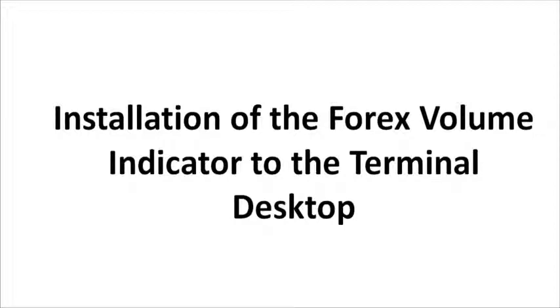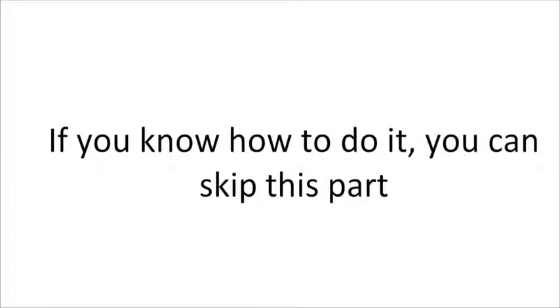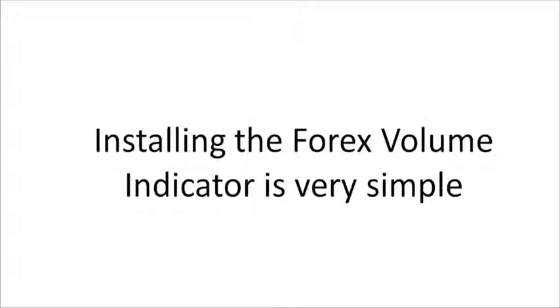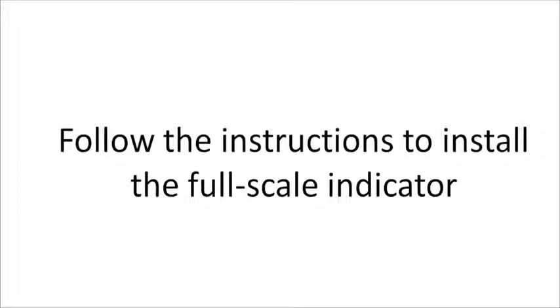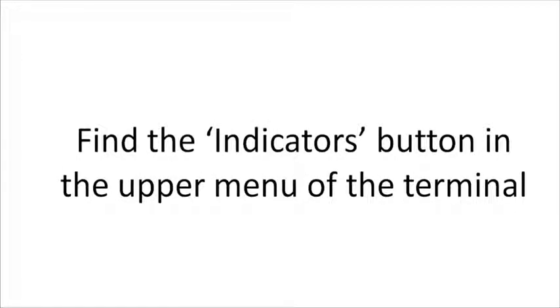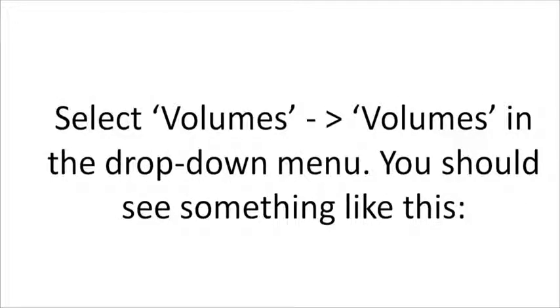Installation of the Forex volume indicator to the terminal desktop. If you know how to do it, you can skip this part. Installing the Forex volume indicator is very simple. Right-click on the chart and select Volumes, or press Ctrl and L. Follow the instructions to install the full-scale indicator. Find the Indicators button in the upper menu of the terminal. Select Volumes in the drop-down menu. You should see something like this.